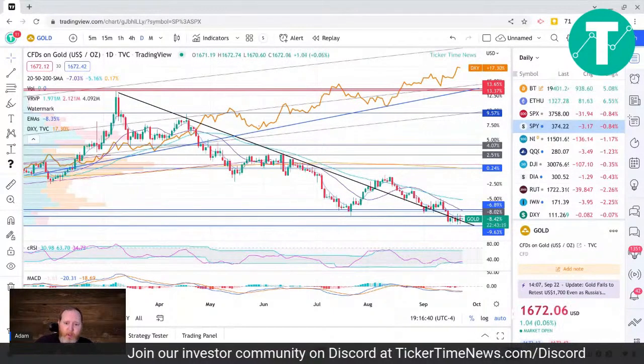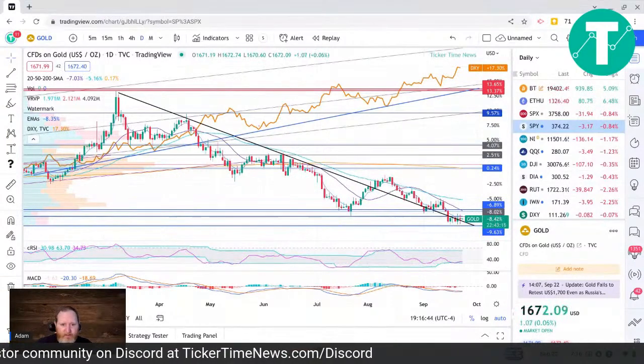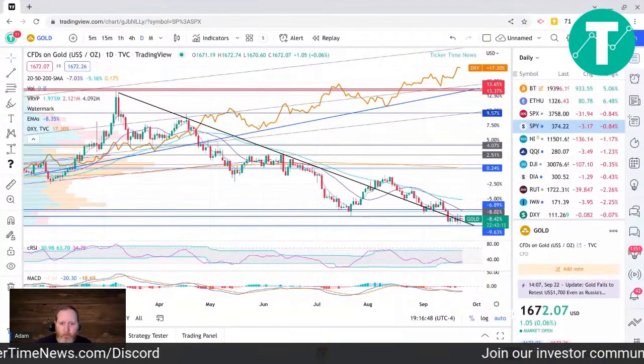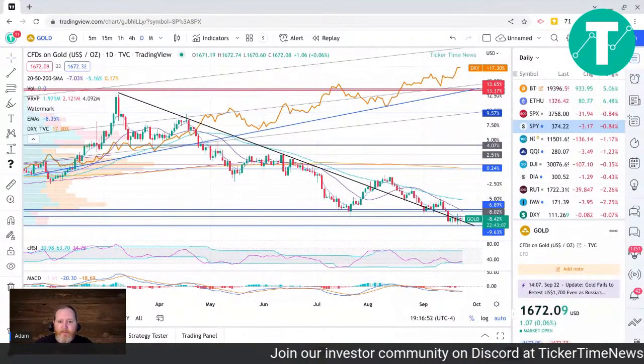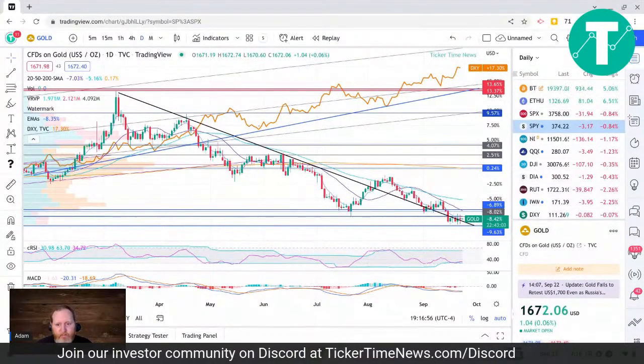Now, with gold, the gold chart is the red and green candles that you see here. Everything else is kind of noise that I use to determine whether something is tradable now or not. And we're going to talk about those things.